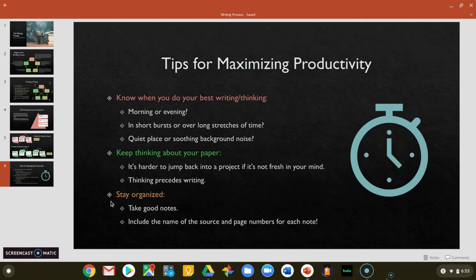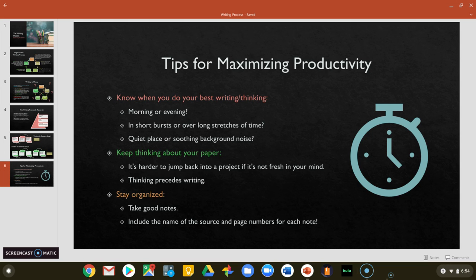And then third, stay organized. Take good notes. Make sure you keep track of where you got ideas and quotes from. Include the name of the source and the page number. There's nothing worse than finishing up a draft and not being able to find the page number of a quote that's really important to your paper.